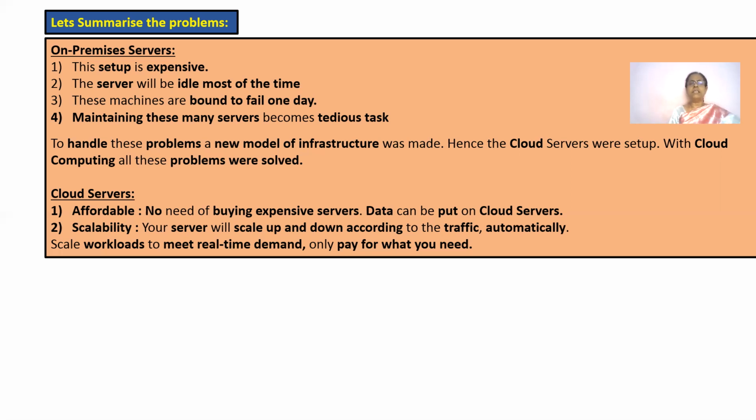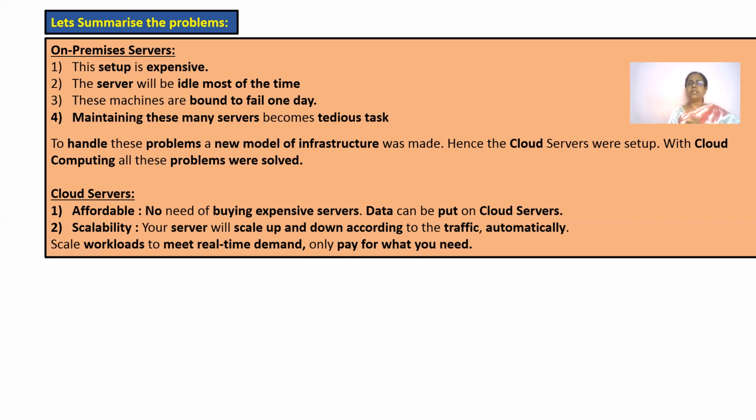To handle such tedious jobs, such problems, a new model of infrastructure was made. And what do you think that was? It was the cloud server. With cloud computing, many problems were solved. Let's see what problems were solved. First thing is it was affordable. You don't have to invest in putting up a server. So no need to buy an expensive server. You can just put your data onto the cloud server, back it up and store it, and it never gets lost. It's not deleted, and the server does not crash.